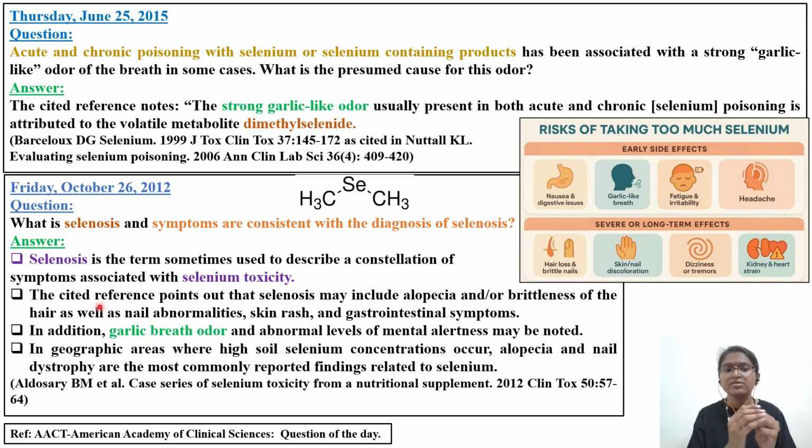Okay, so here also in the case of selenium, there is not a single symptom. You have a constellation of symptoms, a cluster of symptoms. Okay, a group of symptoms associated with the selenium toxicity. So selenosis may include alopecia.